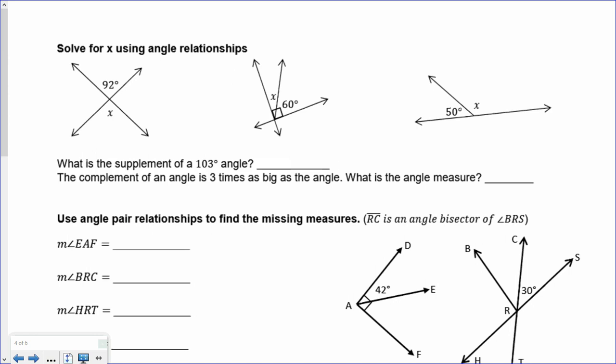So, in this picture, what relationship would I use? Okay, so we're going to write vertical, or your abbreviation. What do I know about vertical angles? They're the same, or congruent, so I'm going to draw a little congruent symbol. So if this angle is 92, what is x? 92. Very good.